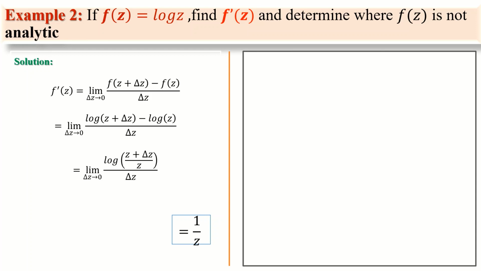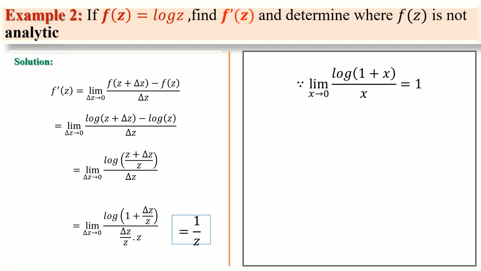And now we simplify it. Limit del z tends to 0 of log of 1 plus del z upon z, upon del z upon z into z. So we multiply and divide by z in the denominator, and now we apply the limit here. It is 1 upon z, simple. As you know the formula, the limit as x tends to 0 of log of 1 plus x upon x is 1, so that formula we have used here. As you know, if del z tends to 0, then del z upon z also tends to 0. So these two things we have applied to get the limit.